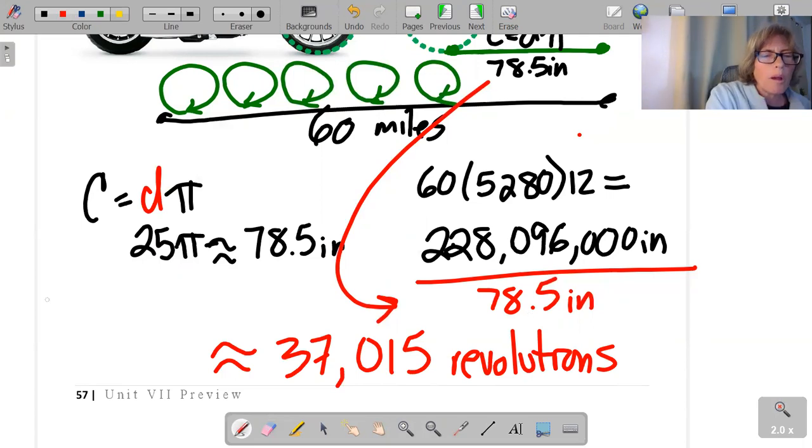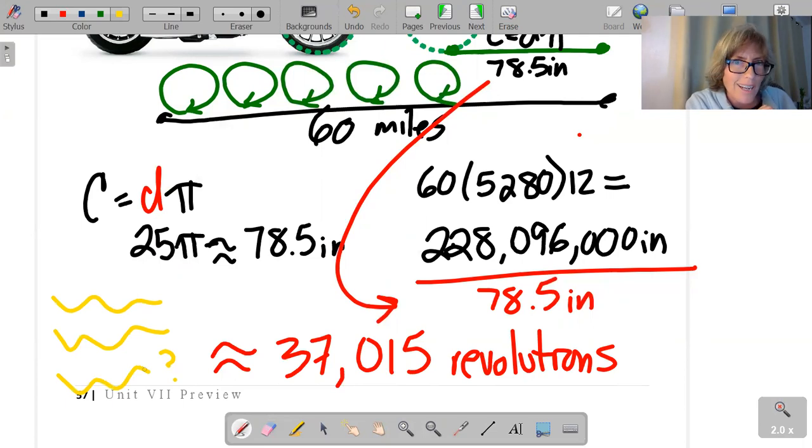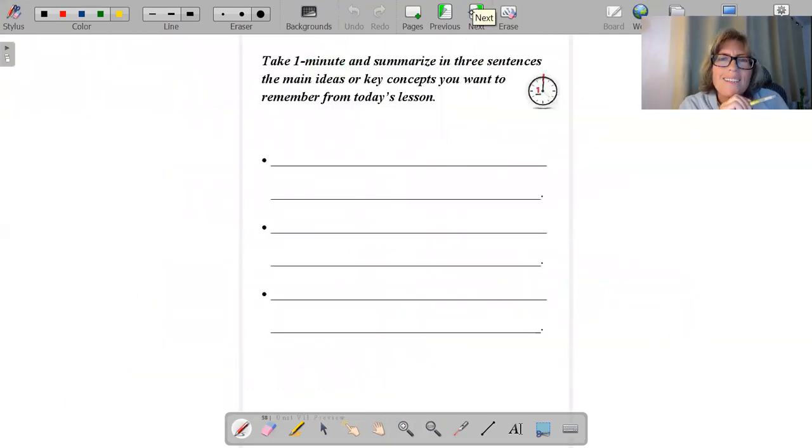I'd like you to write a note about what is it that was key to understanding this problem if you did not get it correct. Reflect and think things through. Summarize what you learned today in your own words.